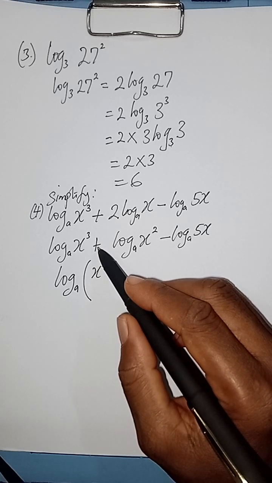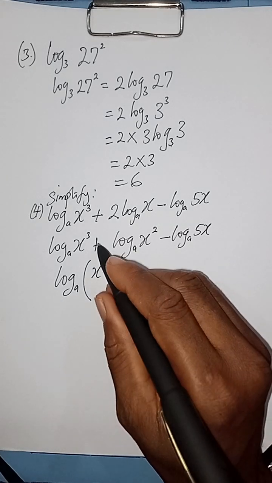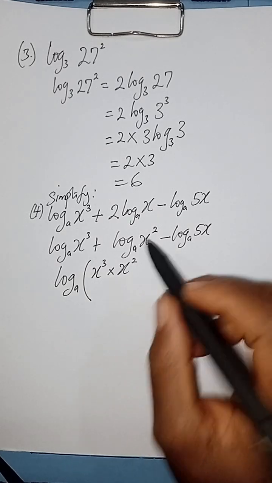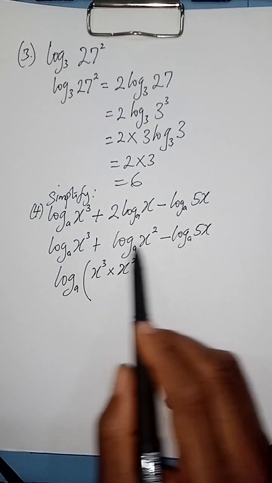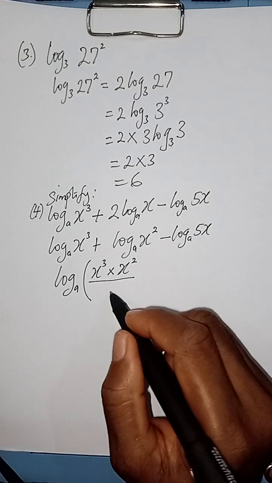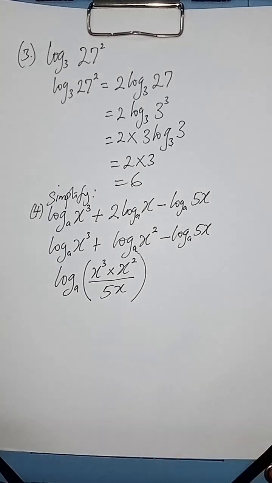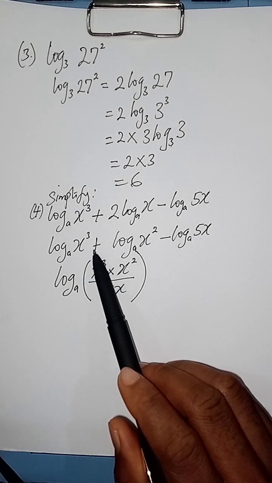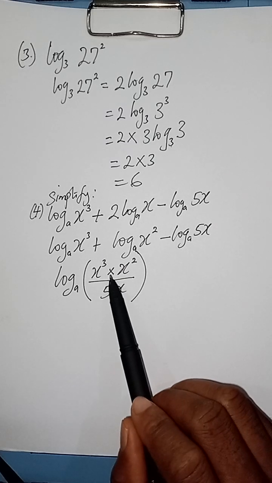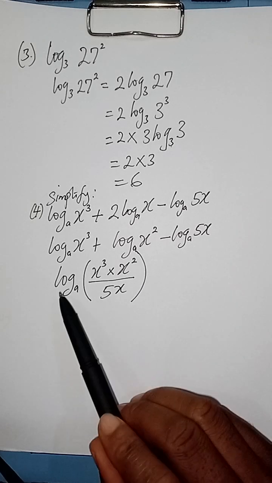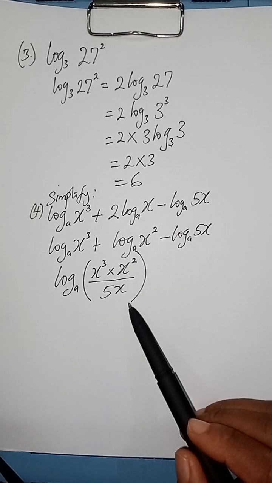The log of product means addition. So I'll convert the addition to multiplication, and then it becomes x raised to power 2, because I'm using one logarithm for these expressions. The minus is divide, 5x. I hope you catch that. Remember, log of products is addition, so this becomes multiplication, and subtraction is division. You use one logarithm to embrace all of them.